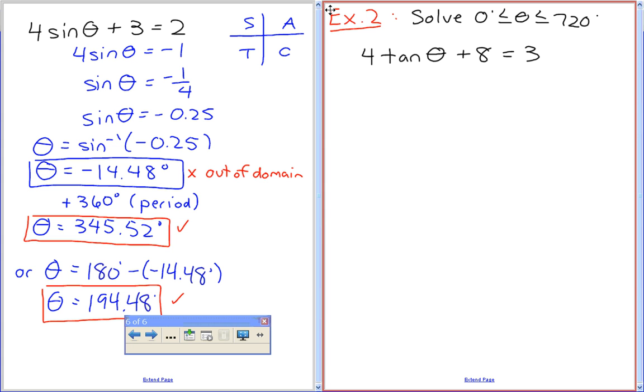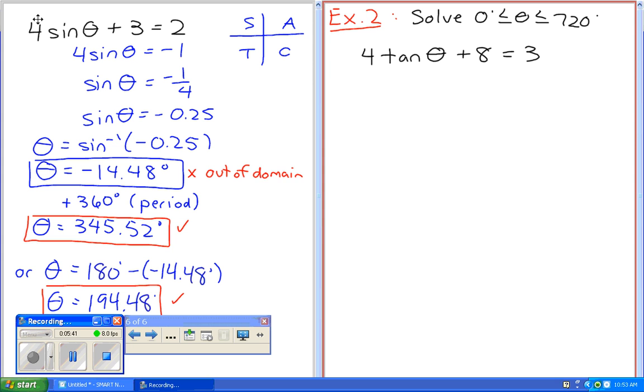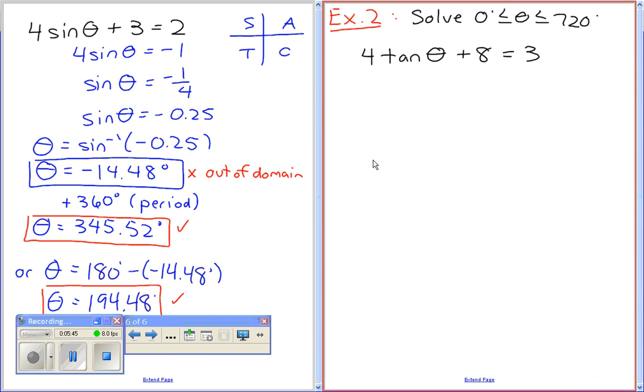Okay, so solve from 0 to 720. I'm going to hit pause on this, and then we'll come back and solve. Caitlin, first step, go ahead. Very good. 4 tan theta equals -5. Good. Tan theta equals -5/4.